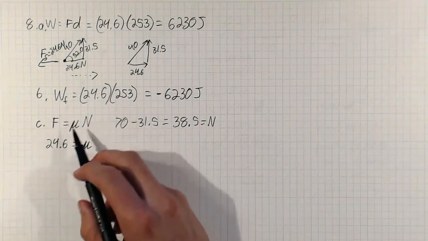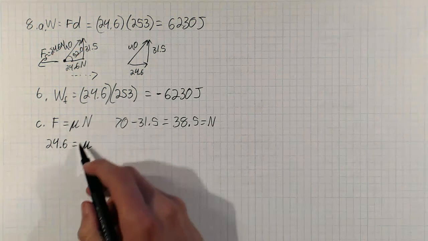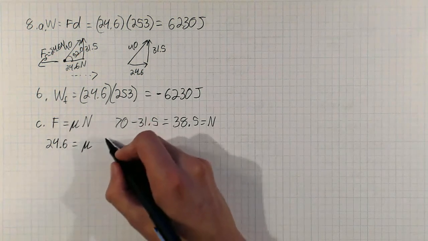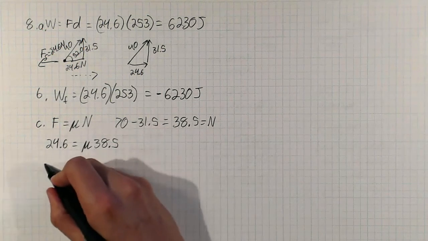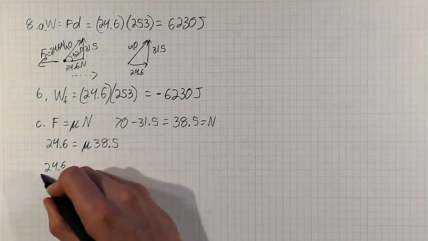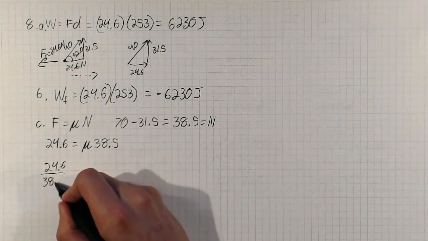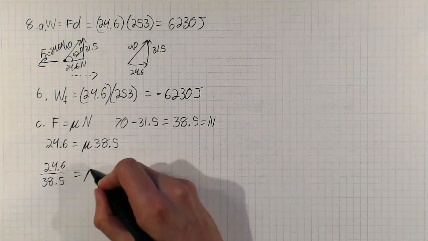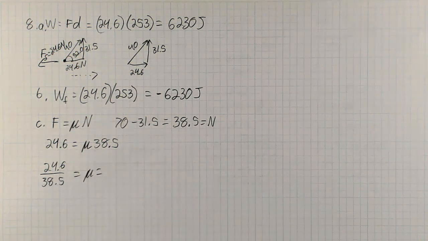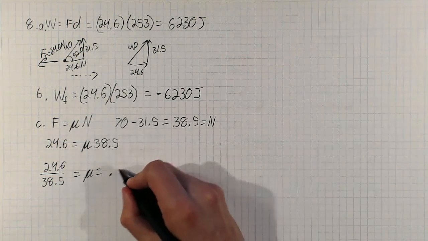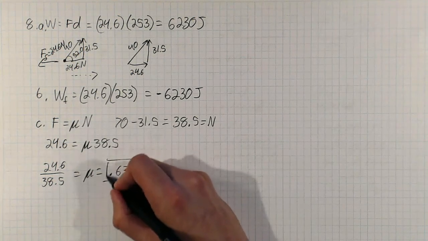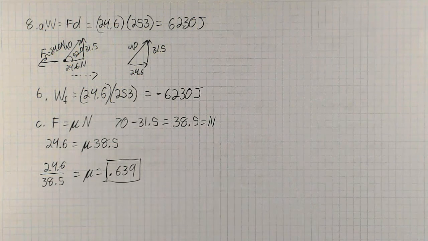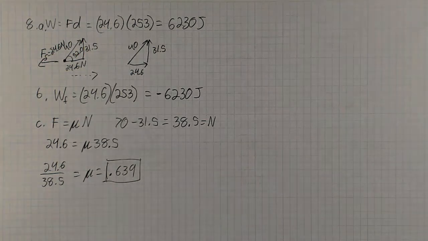So back into this, we have our force of 24.6 is equal to mu times our normal force of 38.5 newtons. And if we divide these over, we get 24.6 over 38.5, which is equal to mu, which is equal to 0.639. And again, it's a coefficient of friction, so there are no units. And the book actually has the wrong answer for this, so yeah, don't trust the book.